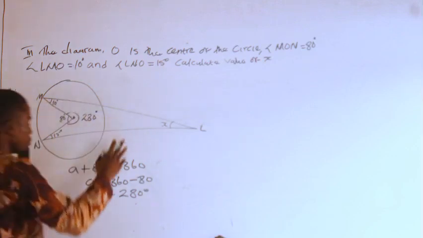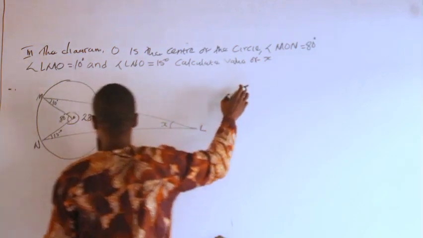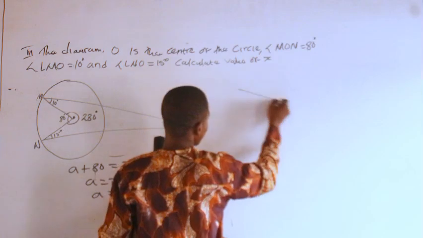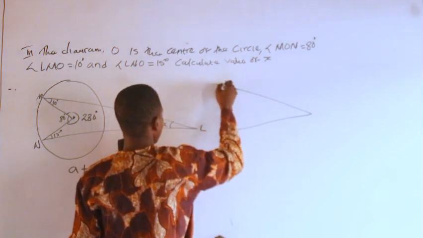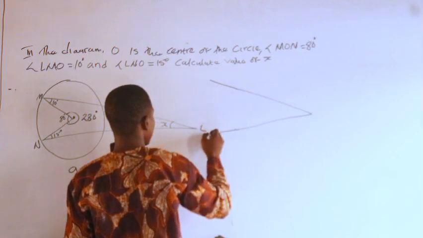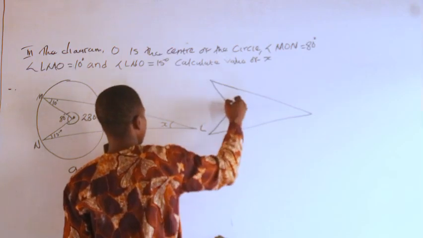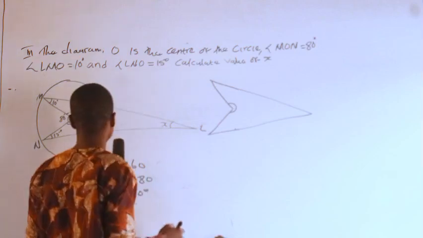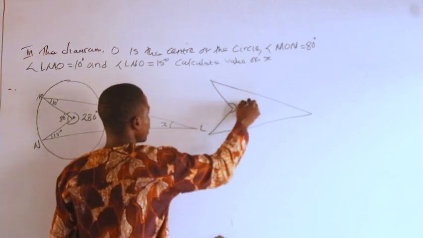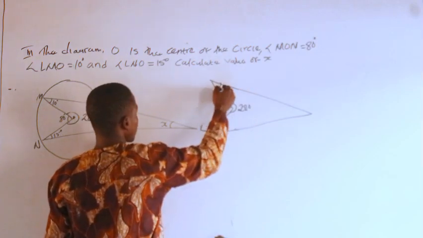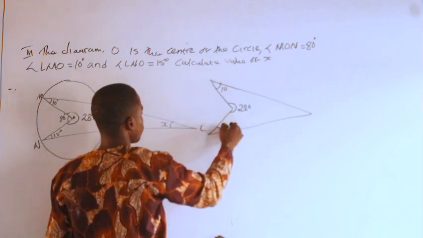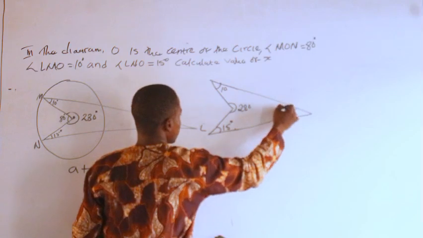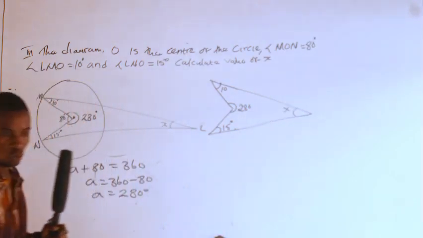Now, let us get this place. It will now be what? To make us understand, it's like this. This one go here, and go here like this. Look at it. What is the angle of this place? 280. The angle of this place is 10. The angle of this place is 15. The angle of this place, I don't know. Who can tell me?